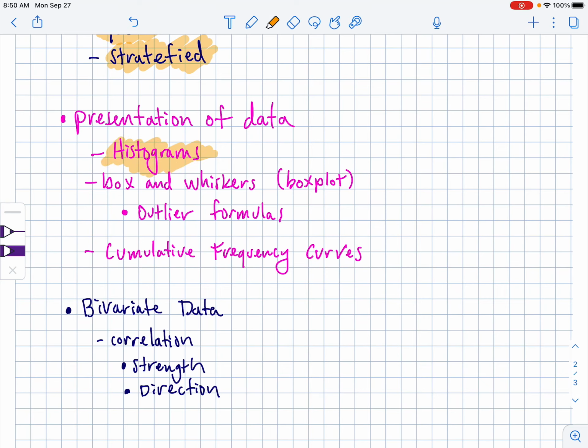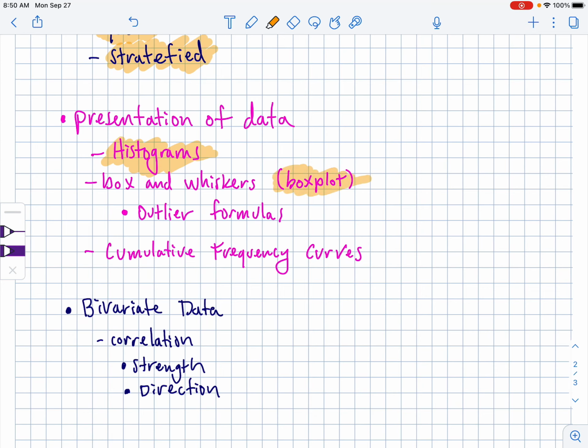We learned how to present data in different ways. The first one with continuous data was histograms. Remember, histograms are like a bar chart where all the bars are touching. Well, not necessarily, but most of them are touching if they're continuous over the intervals. And then the frequency would be on the y-axis.